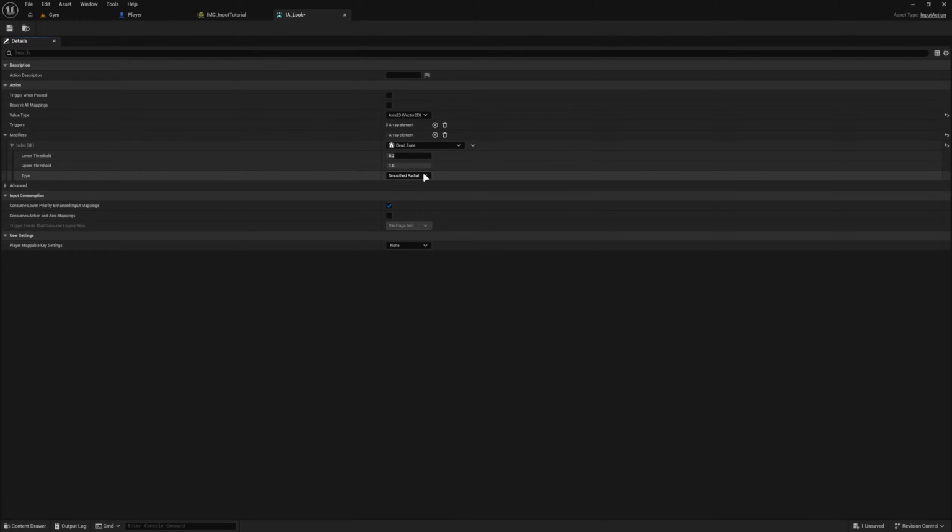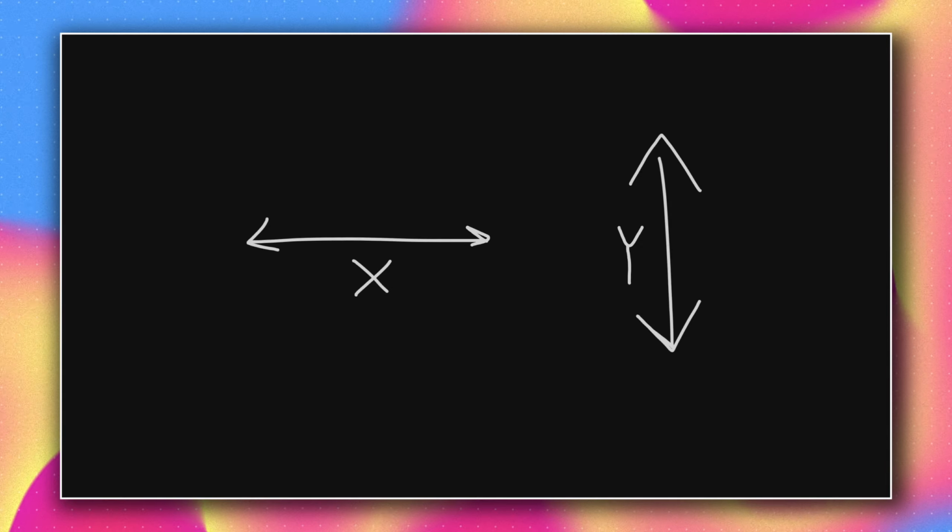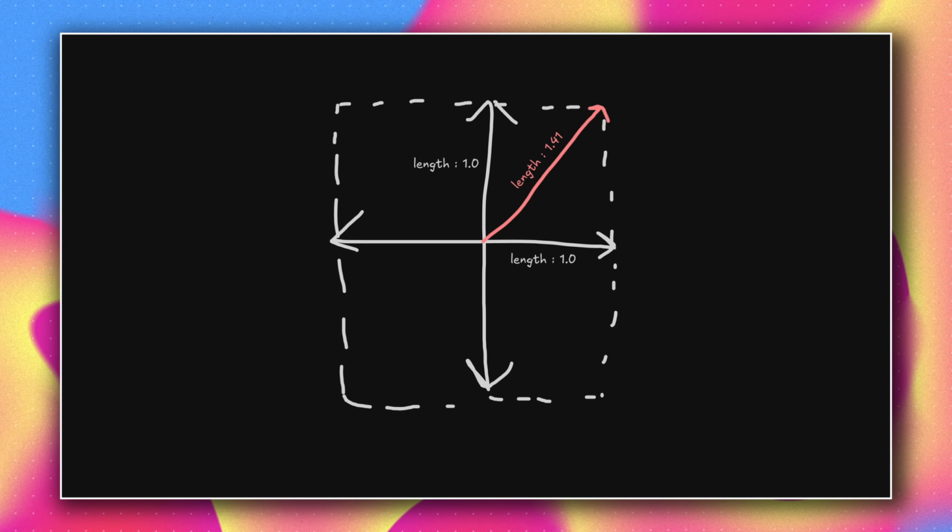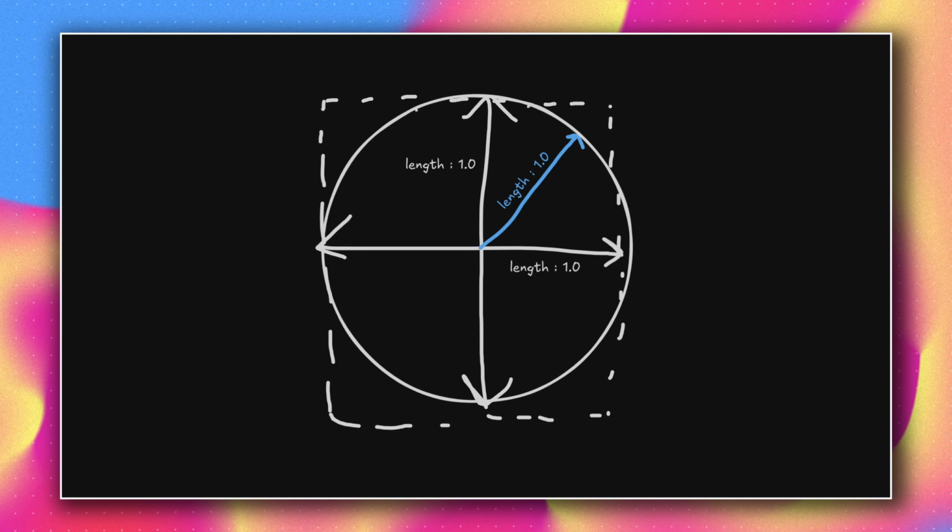So by default is smooth radial. That's what you'll want to use most of the time. There's also axial. Axial treats the X and Y axes separately, which would create a square of a dead zone. This usually isn't desirable because the corners require farther values than the tops and sides do. So smoothed radial normalizes that into a circle.